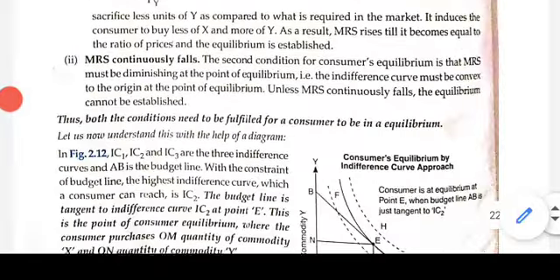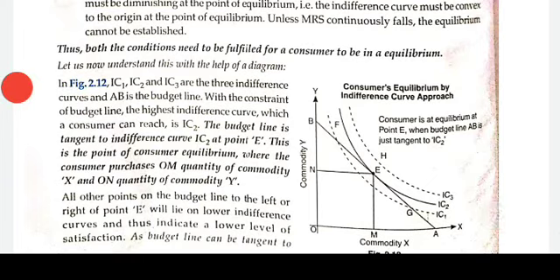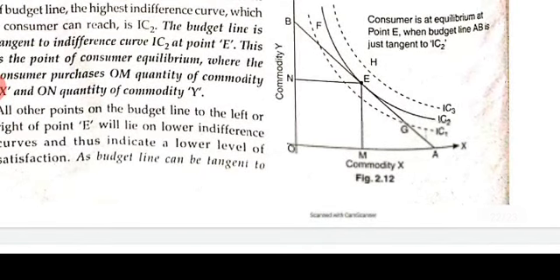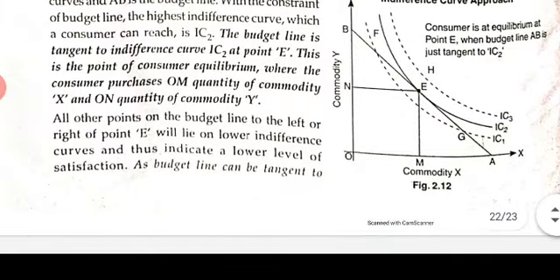After that, we will understand this consumer equilibrium with the help of the indifference curve and budget line. Okay, so if you refer to this diagram, figure 2.12, this is the consumer equilibrium by the indifference curve approach. In this figure, IC1, IC2, IC3 are the three indifference curves and AB is the budget line.